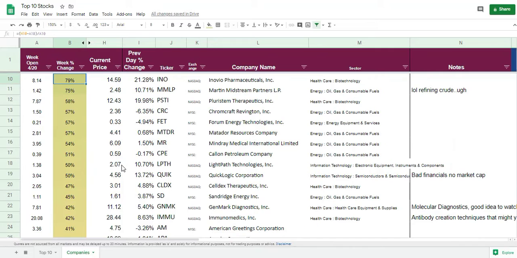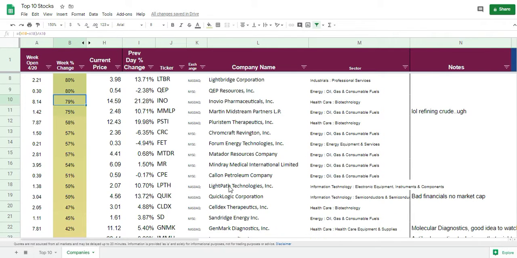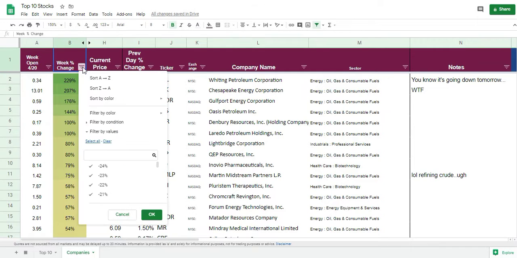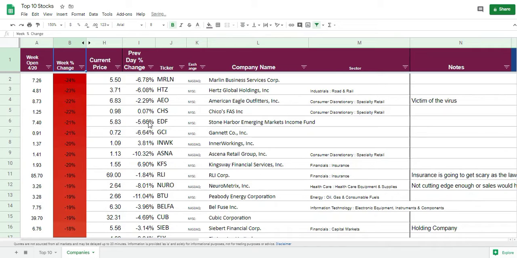So there were 18 to almost 20 stocks that went up 50% this week. A lot of energy, oil, and gas. So it's just showing a lot of fluctuation in what's going on with the oil industry. But let's flip this upside down and say, well, who are the biggest losers of the week?